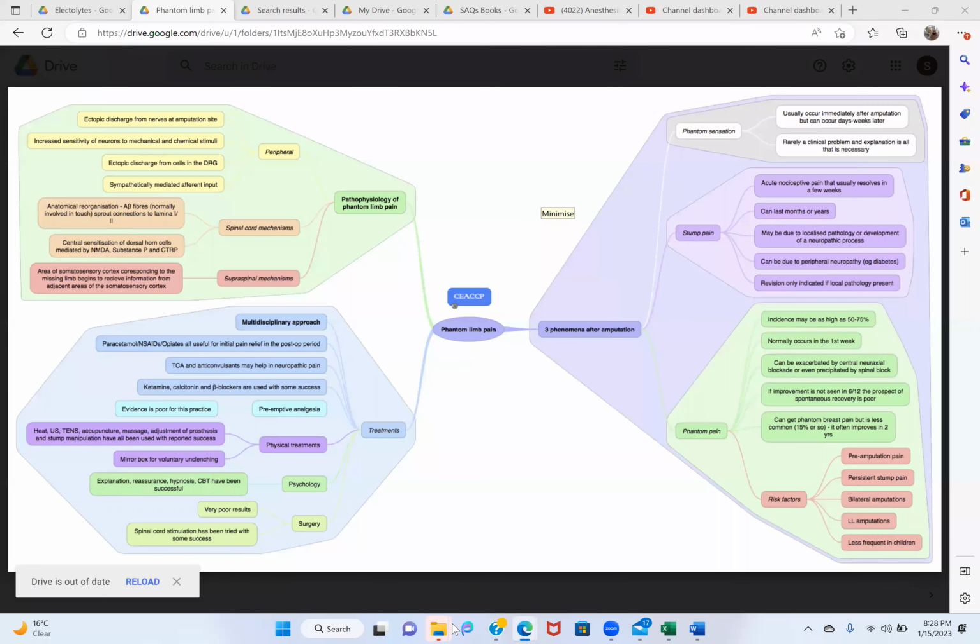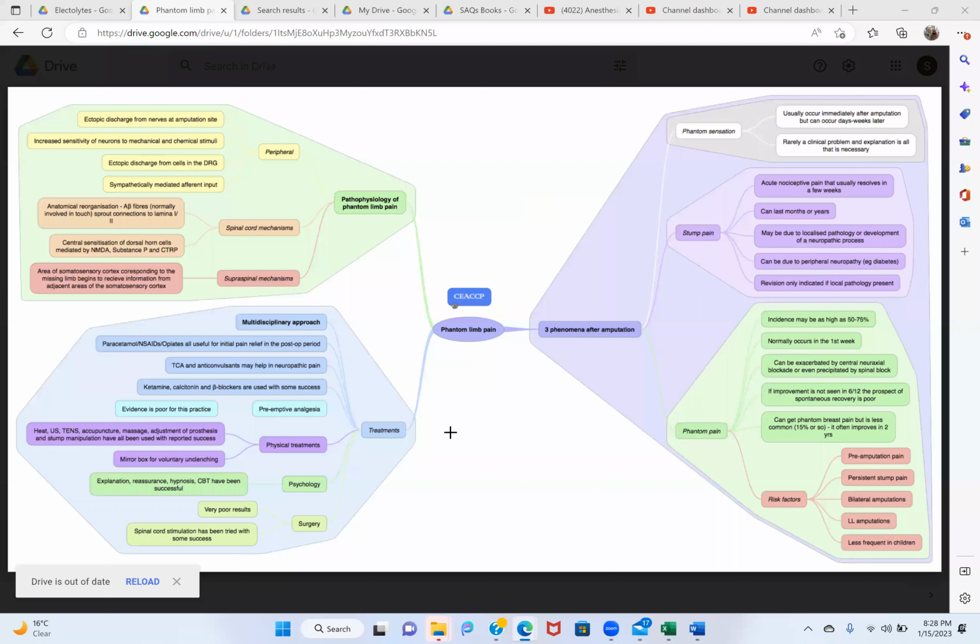Sir, how soon can phantom limb pain develop after amputation? Actually, I have never encountered it, so I have no idea. Maybe I think it can develop as early as the post-operative period, if I'm not wrong, because initially it will be in the form of stump pain, and then it will continue. Okay.